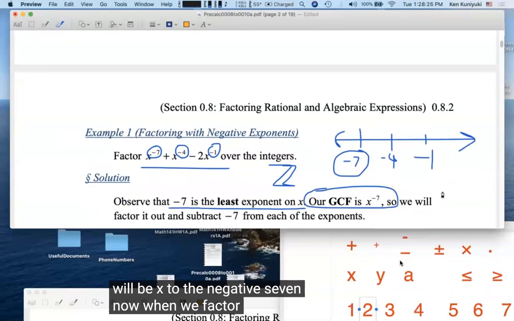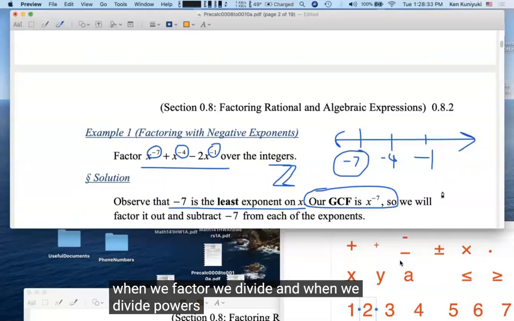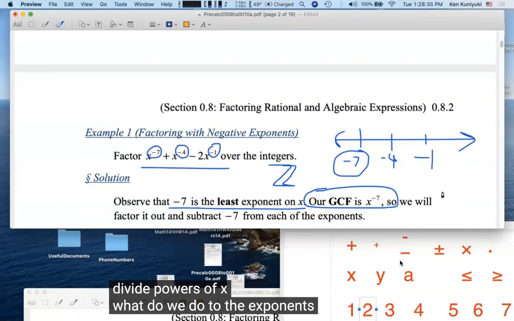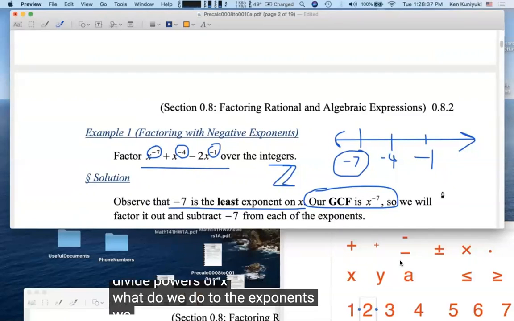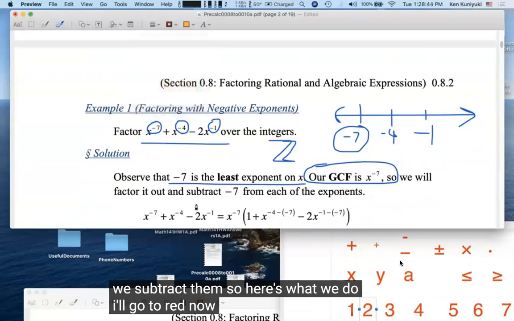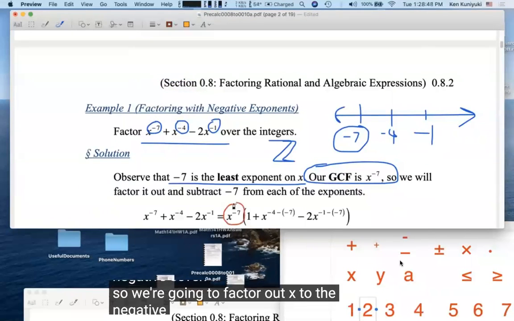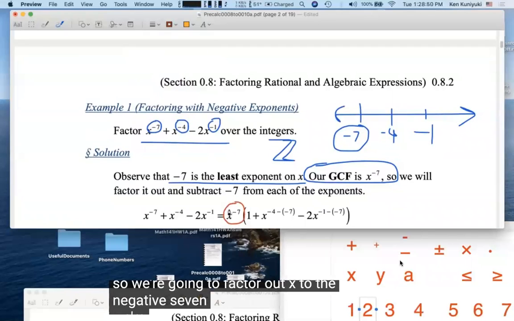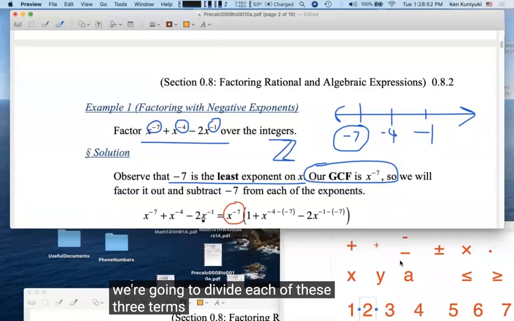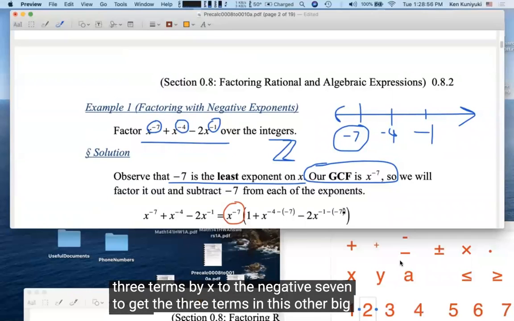Now, when we factor, we do what D word? When we factor, we divide. And when we divide powers of x, what do we do to the exponents? We subtract them. So here's what we do. I'll go to red now. Our GCF is x to the negative 7. So we're going to factor out x to the negative 7. We're going to divide each of these three terms by x to the negative 7 to get the three terms in this other big factor.